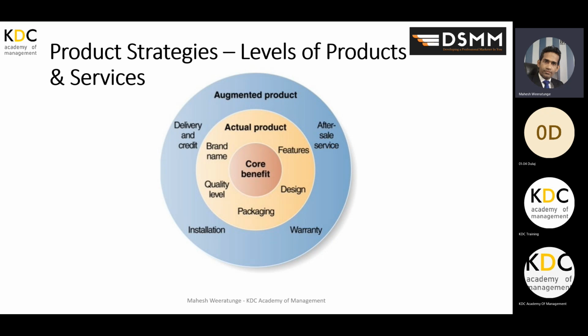So this is how we identify 3 levels in a product, and these 3 levels we identified are how we add values to differentiate our product from the competition available in the market.